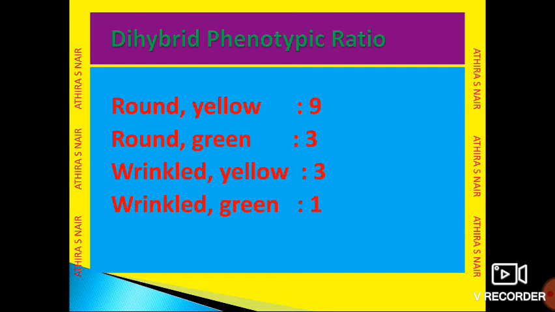Here we can see the parental combinations are round green and wrinkled yellow seeded plants. In addition to that, round yellow seeded plants and wrinkled green seeded plants are also produced. These are the recombinants, or new combinations, produced from this dihybrid cross in the F2 generation.